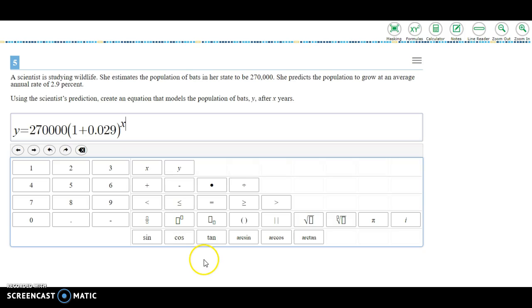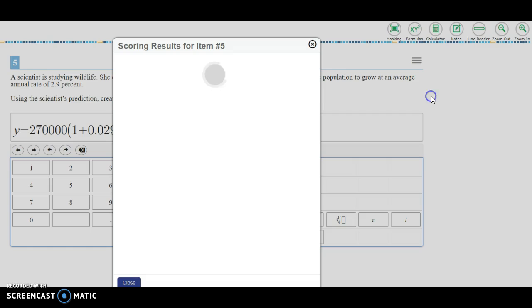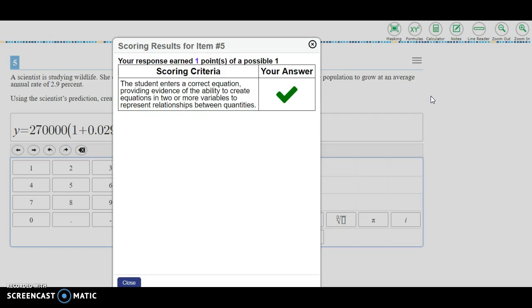If you were to do this practice test, there's a cool feature. If one of the other math teachers hasn't shown it on their videos yet, you can click on it and click score item, and it'll tell you if you are correct.